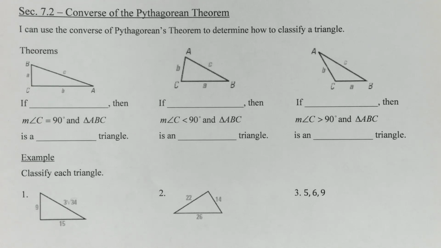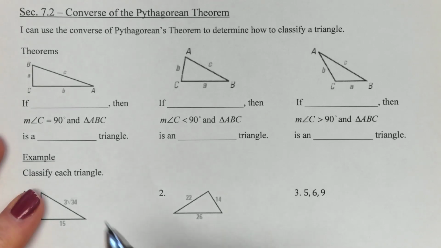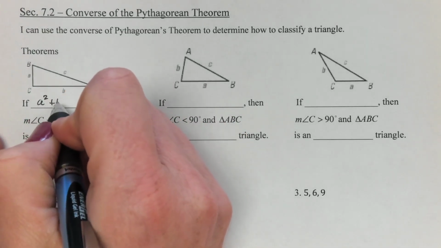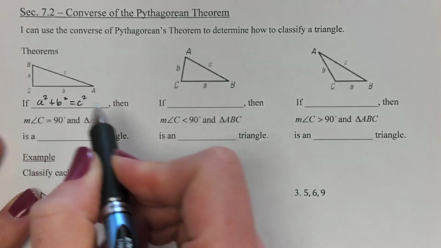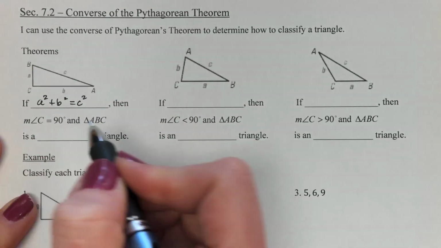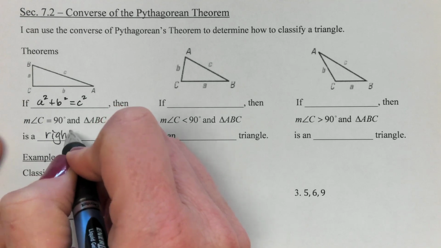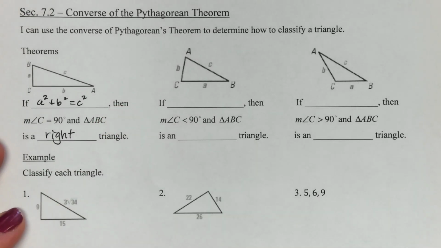This is section 7.2, and today we're going to be talking about the converse of the Pythagorean theorem. In the last lesson we were talking all about a squared plus b squared equals c squared, and that works when you have right triangles. Now we're going to talk about what happens if a squared plus b squared does not equal c squared. Just a quick recap: when a squared plus b squared equals c squared, then our angle is 90 degrees, which makes it a right triangle, and that's what we've been working with so far.